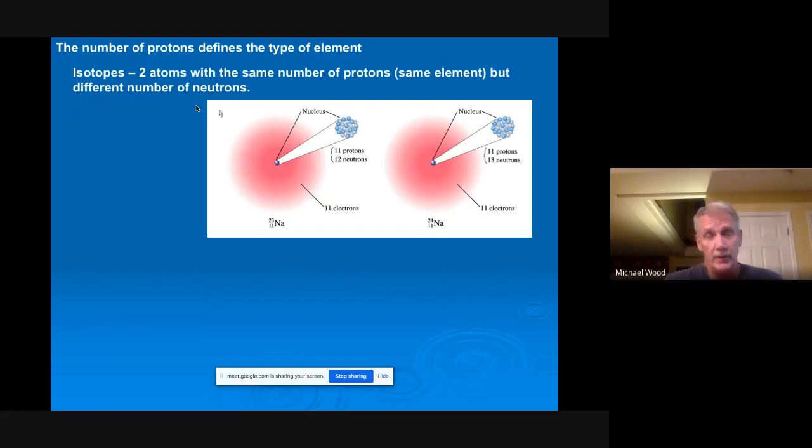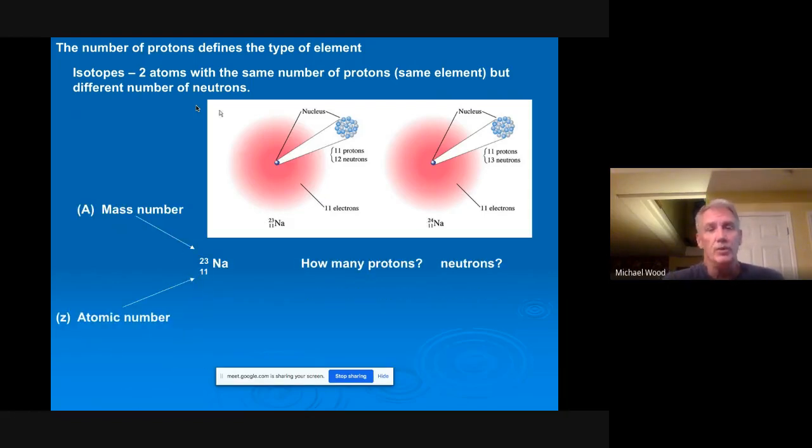Well, an isotope is when you have two atoms with the same number of protons, so it's the same element, but they have a different number of neutrons. So an isotope, same element, different mass, because different number of neutrons. And you can see there sodium 23 and sodium 24.